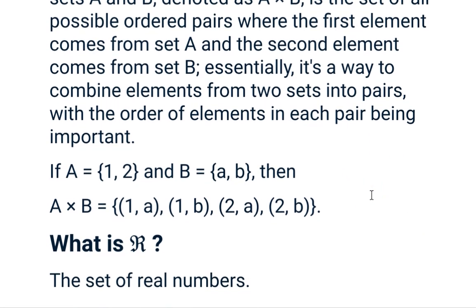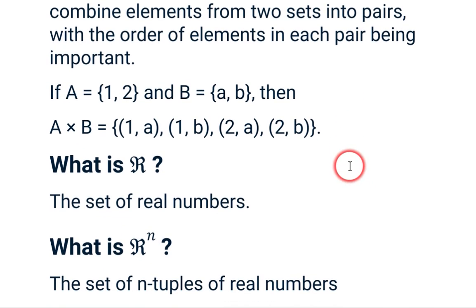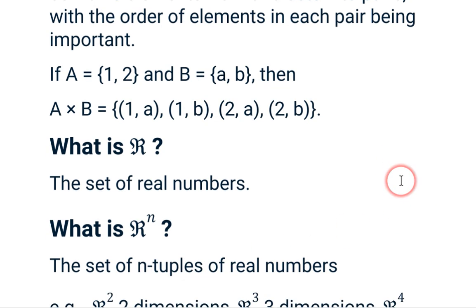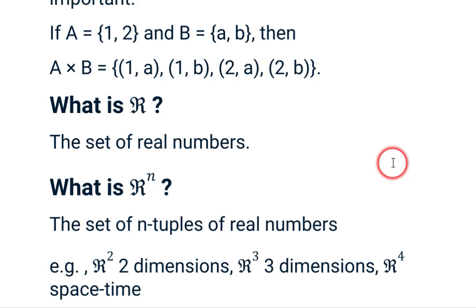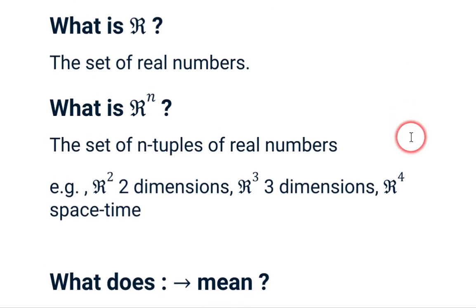Everybody knows what this one is. What is R? The set of real numbers. What is Rn? The set of n-tuples of real numbers. First time in my life I've ever used that word. Sounds like something I'd do after too much fun. I'd tuple over. So, for example, R2 is 2 dimensions, R3 is 3 dimensions, and R4 is the space-time we use in general relativity.